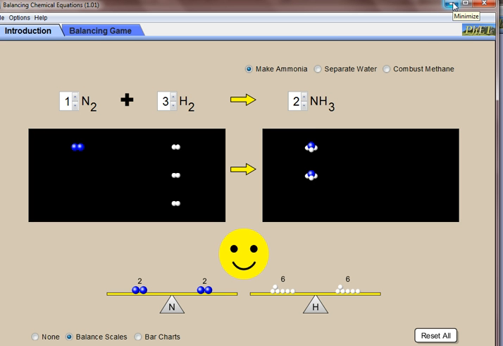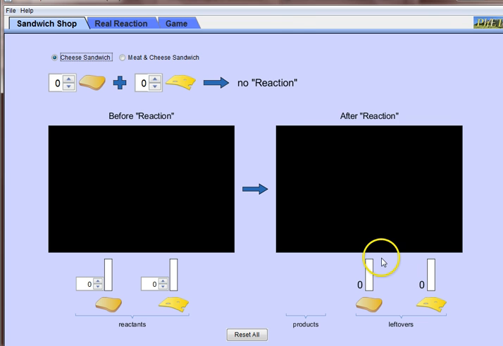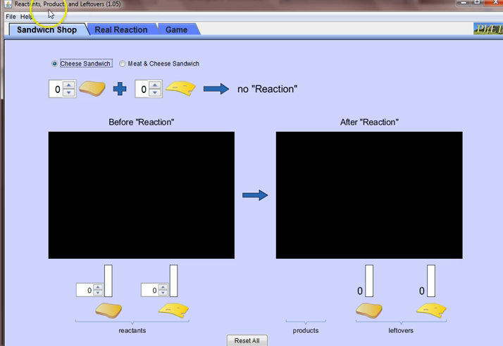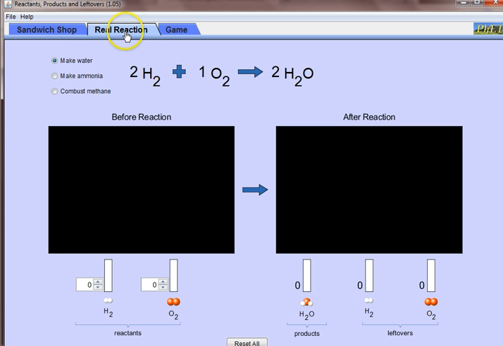Okay, let's move on to the second lab. This is our second lab, again called Reactants, Products and Leftovers. It's right on the top here. In the instructions it says to switch the tab to Real Reactions. So we switch, and there are different tabs here. You can play around, but for now we're going to switch it to Real Reactions.